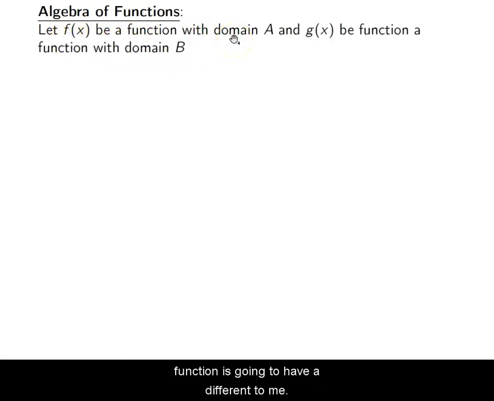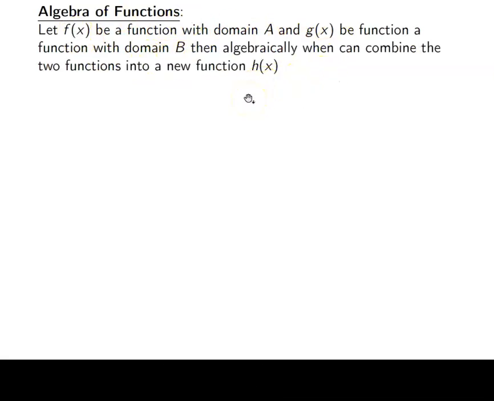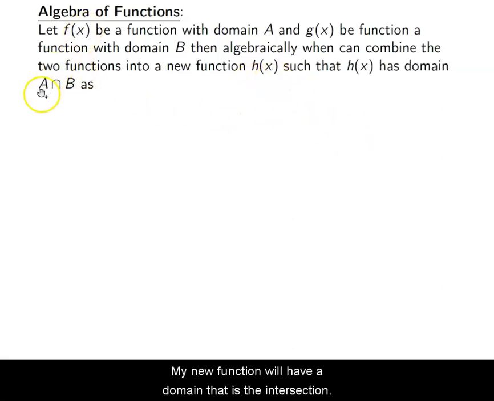If I have a second function, it's going to have a different domain, possibly the same. So I'll differentiate the domains by domain of A for F and the domain of B for G. Okay. So when I combine functions algebraically by adding them, subtracting them, multiplying, or whatever, I make a new function. And my new function will have a domain that is the intersection of the two previous functions. So if F has a domain of A and G has a domain of B, if I add those two things together, then whatever the overlap of those two functions is going to be the domain of my new function.